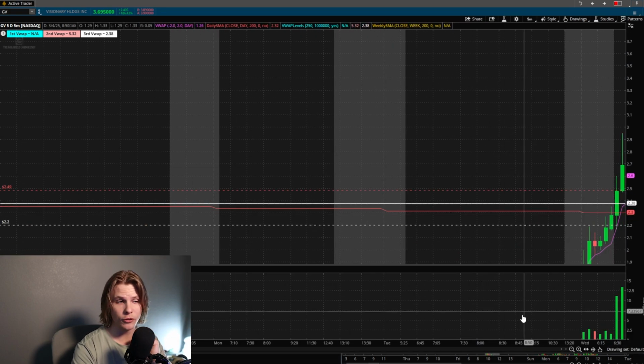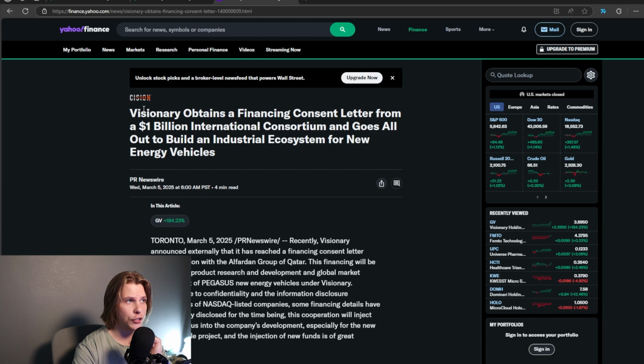And then I saw the news. Look at this headline here. Visionary obtains a financing consent letter from a $1 billion international consortium and goes all out to build blah, blah, blah, blah, right? The actual PR doesn't matter. The actual news doesn't really matter. One of the most important things that I have found in my 9 years of trading when it comes to PRs, especially for small cap stocks, is to have a big dollar figure. How much bigger can you get than 1 bill? I mean, that's a classic number, right? Looks amazing. And that's pretty much all that really matters.